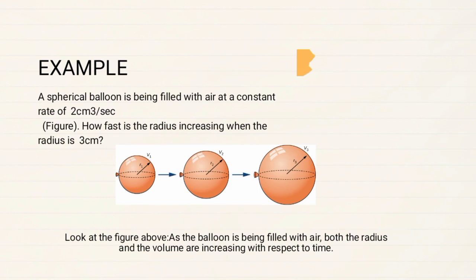For example, a spherical balloon is being filled with air at a constant rate of 2 cm cubed per second. In this figure, how fast is the radius increasing when the radius is 3 cm? Look at the figure above. As the balloon is being filled with air, both the radius and the volume are increasing with respect to time.